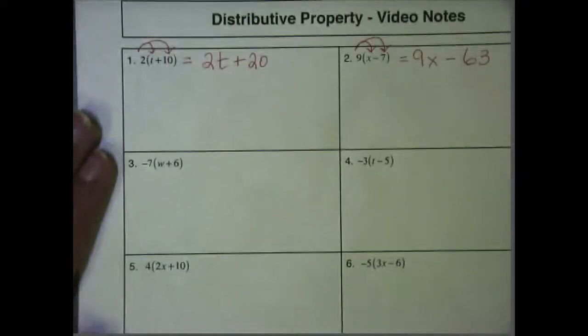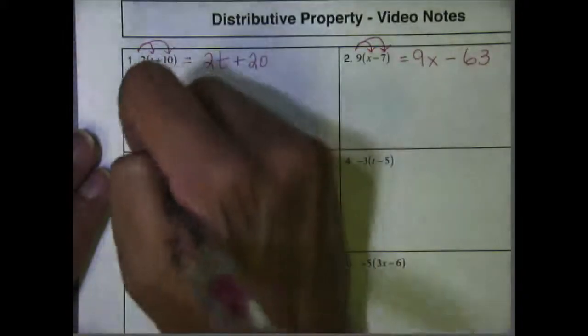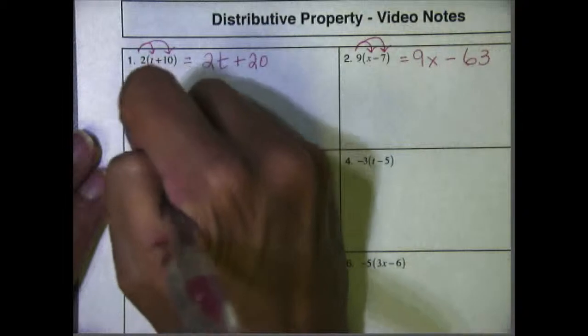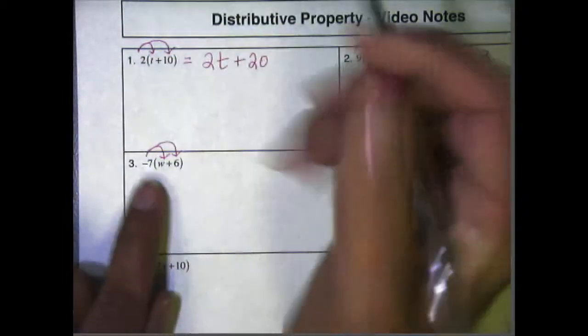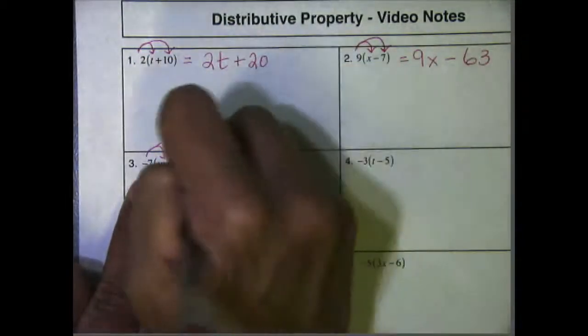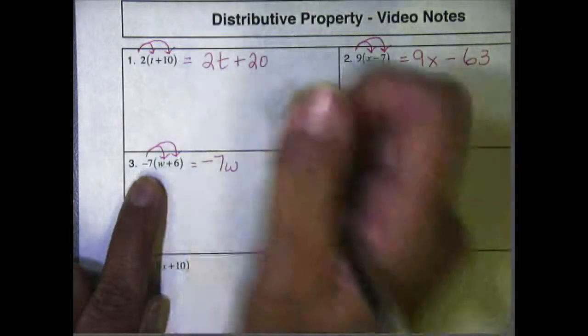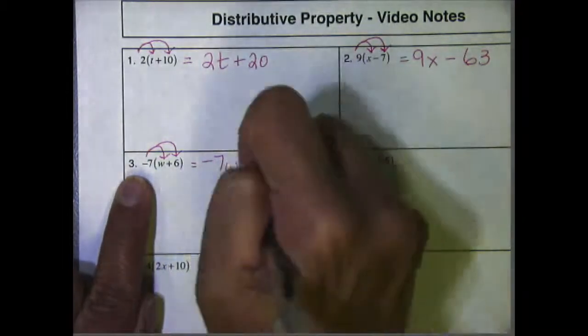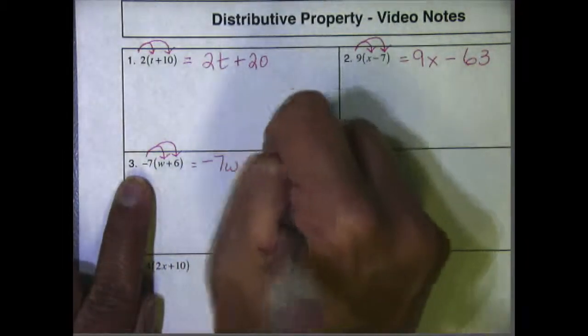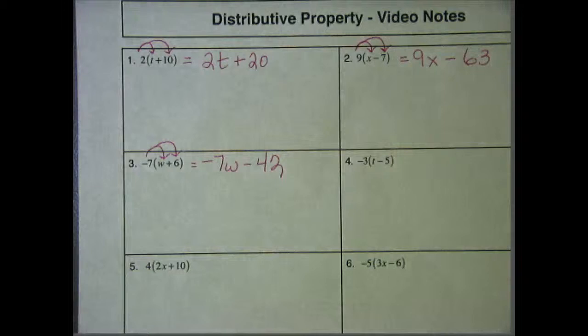Number 3, we've got negative 7 on the outside, and we're going to multiply it by w plus 6 on the inside. So negative 7 times w equals negative 7w, and negative 7 times 6 equals negative 42. The more you do of these, the more practice you get, the easier it will be.